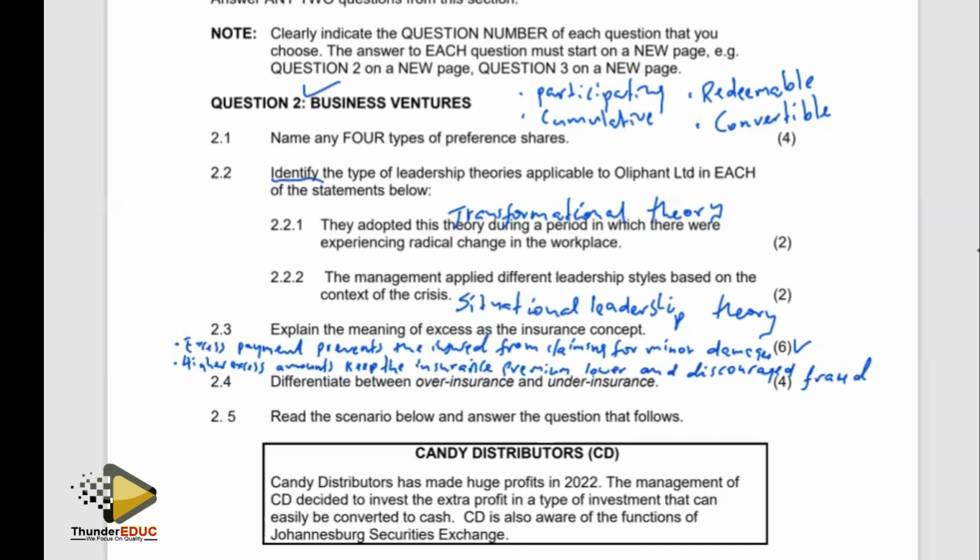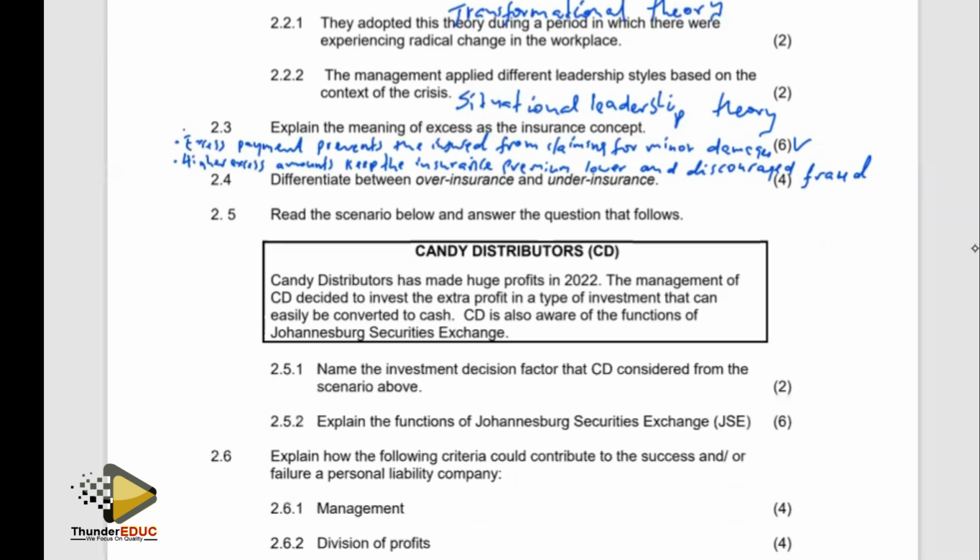And also, we said that because of 6 marks, we also have to include the third point where an excess is considered as the amount that the insured agrees to pay upfront when he or she takes out an insurance policy. Okay, right. So now let's move on to 2.4. 2.4 reads as follows. Differentiate between over-insurance and under-insurance.